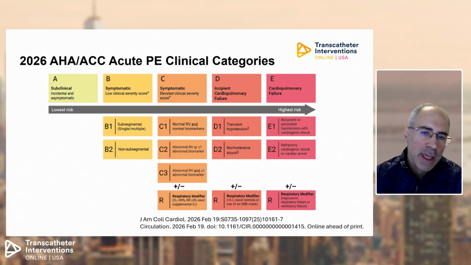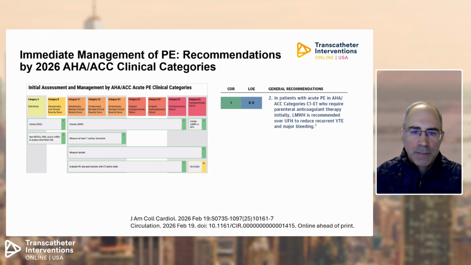And then category E are the patients that we consider to be high risk. They have cardiopulmonary failure, either recurrent or persistent hypotension with cardiogenic shock, or refractory cardiogenic shock or cardiac arrest. E2 being a category that we would think of as the right patient for mechanical circulatory support, such as ECMO. And again, you can introduce the R modifier for those patients.